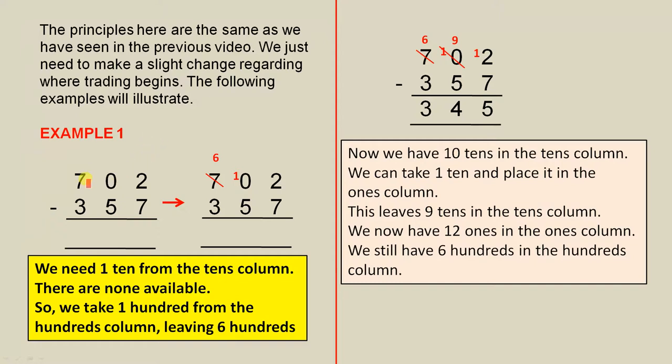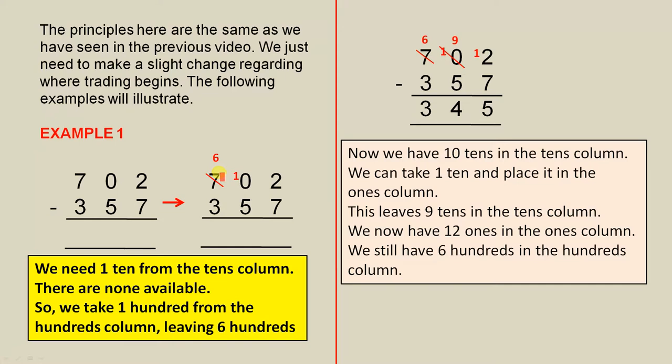Example 1. 702 take away 357. Now straight away we can see that 2 take away 7 we can't do. So normally we do some trading from this column here, but there are no 10s to trade because that's a 0. Okay, you can see that straight away because that's a 0. So here we need 1 10 from the 10s column. There are none available. So we take 100 from the hundreds column, leaving 6 hundreds. So it's okay to start trading over this side.